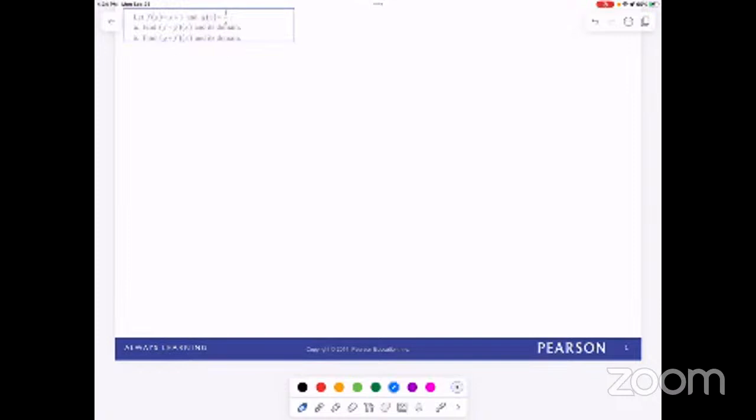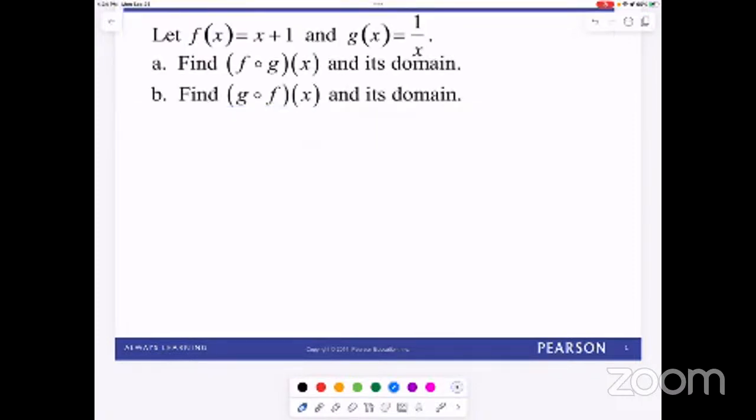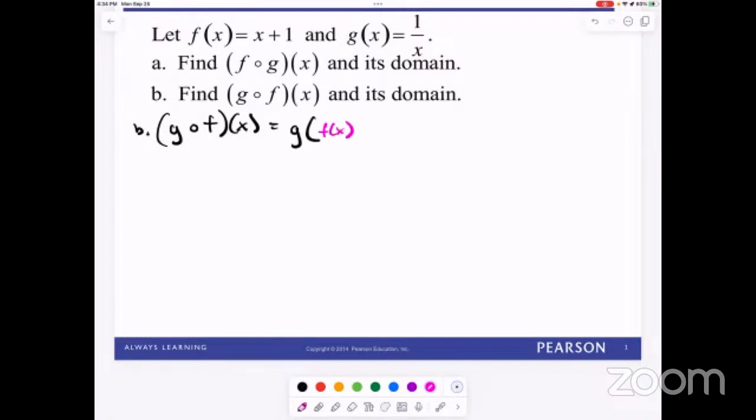All right. So then for part B, let's do g of f of x. So for B, we have g of f of x again. What does this mean? This means the second function inside the first. So this means g of f of x, second function inside the first function. All right. So then this is going to be g of, now our f of x is x plus 1.